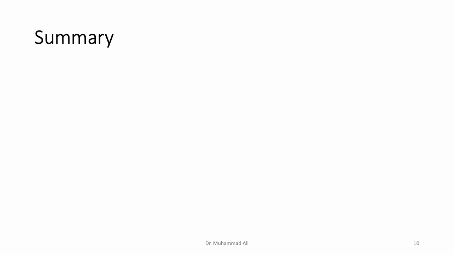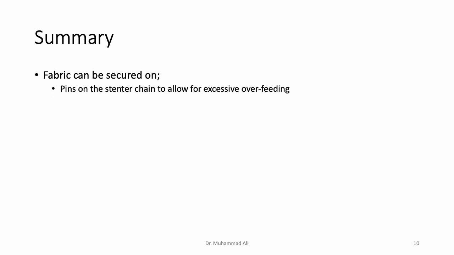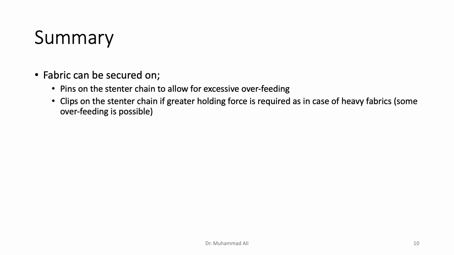Let's look at a summary of what we have discussed in this lecture. In a Stenter, the fabric selvages can be secured on pins, which allows us to do excessive overfeeding of the fabric, or the fabric selvages can be secured on clips if we require greater holding force, as in the case of heavy fabrics. Some textile processors do claim that they can achieve some overfeeding on clips as well.